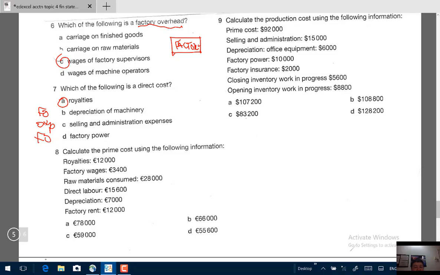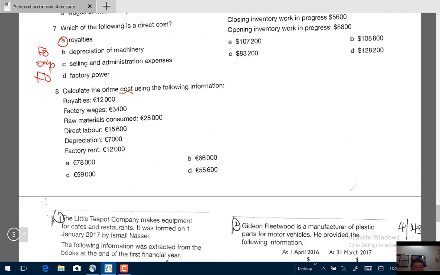Calculate the prime cost using the following information. The word prime cost is only 3 things: direct material, direct labor, and direct expenses. So royalties, yes, it's a direct expense. Factory wages, no. Direct labor, yes. Depreciation is a factory overhead. Rent is a factory overhead. Raw materials consumed, yes. Factory wages is also part of the factory overhead or the production overhead.